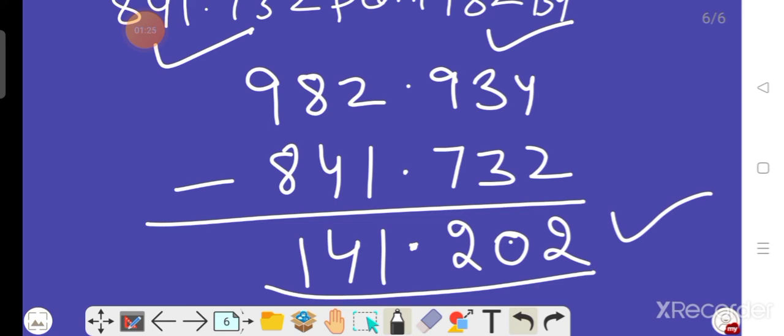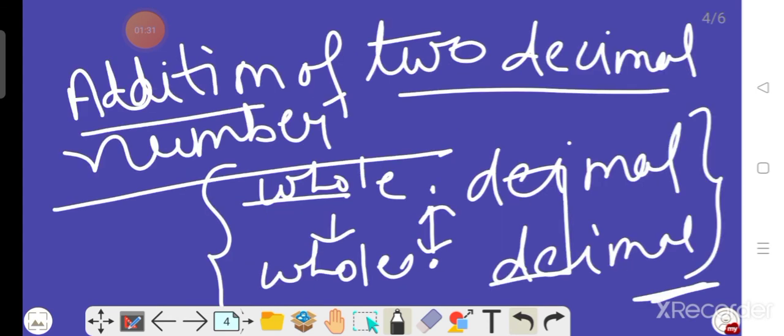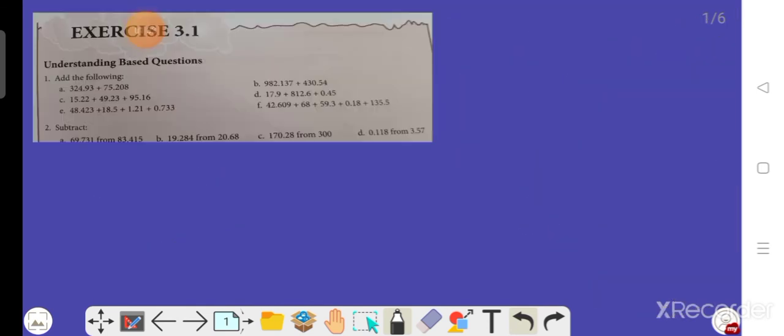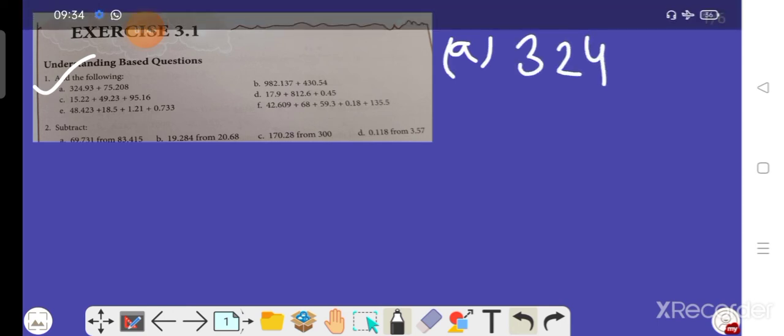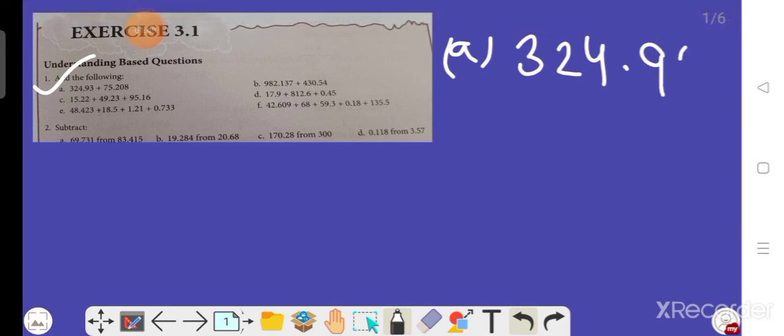Okay, now we will start our exercise 3.1. So look at the exercise 3.1 question number first beta. This is your question number first. Add the following. Okay, in the question number first we have to add the decimal numbers. So the A part is beta 324.93, and you have to add 75.208 in it.